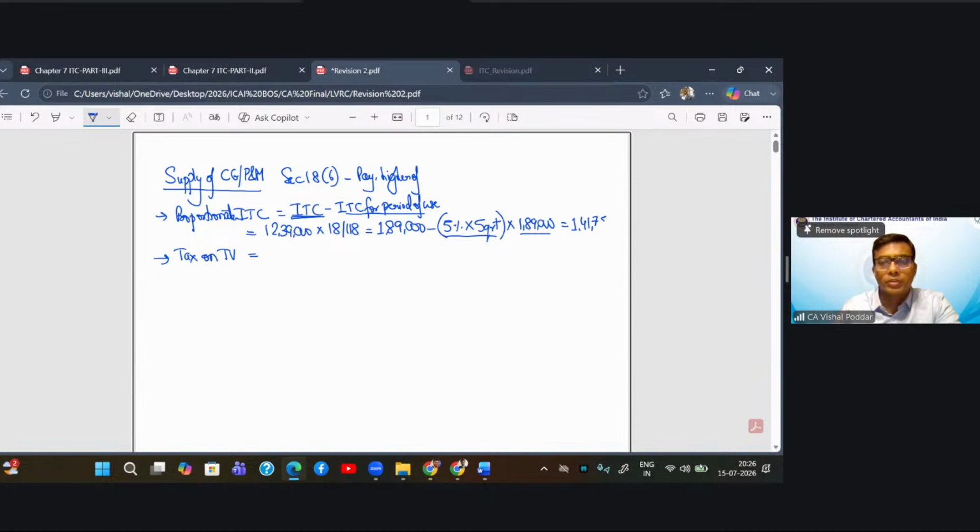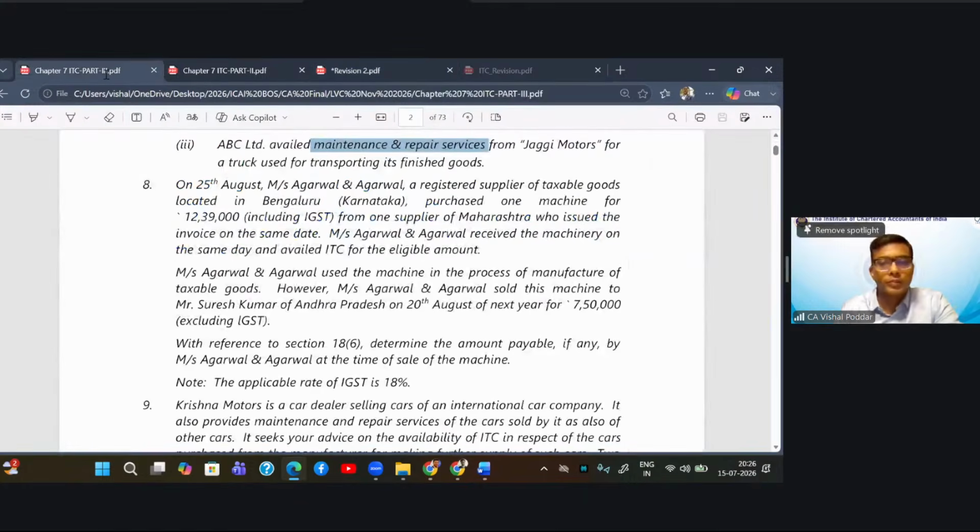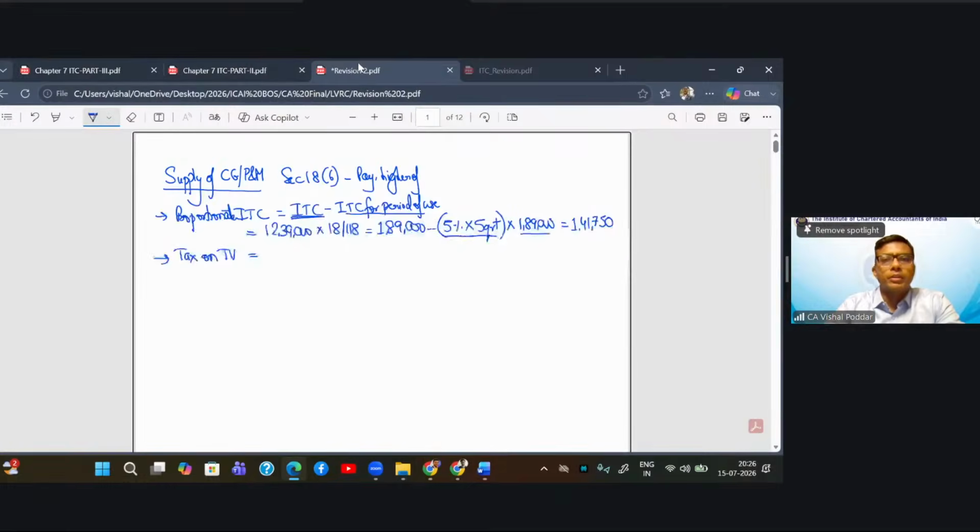So the balance amount is the proportionate ITC. On my Calc, students, I am getting this amount. You may cross check on your Calc. Correct? Then comes the second amount, which is the tax. The rate of tax is 18%, students, and the value at which I have sold is 750, excluding the tax. So, correct. Students, as per my Calc, the amount is coming as 135.